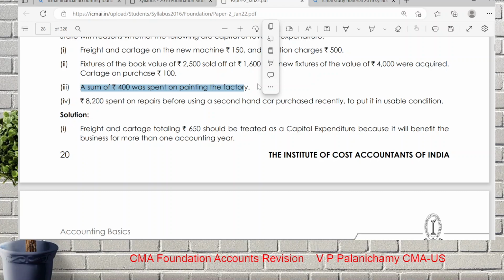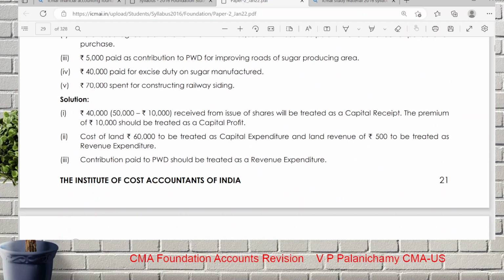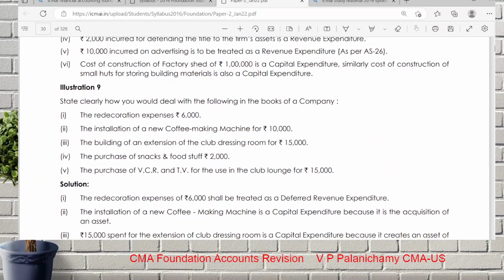Revenue தான். New factory னு கொடுத்தா என்ன பண்ணிருப்பீங்க? Capital expenditure. 8200 spent for repairs before the second hand machine is put into use. Before the asset is put into use, now it becomes what? Capital expenditure. இந்த மாதிரி இருக்கிற illustrations, I request you to go through with solutions it is given.